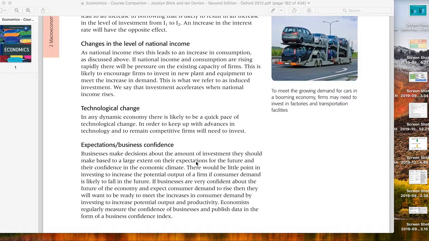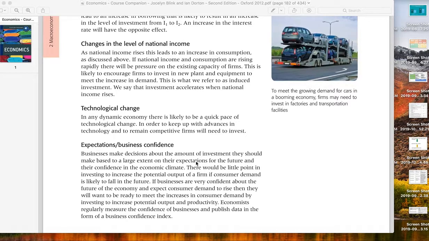As national income rises, this leads to an increase in consumption, like we already discussed. If national income and consumption are rising, then there's going to be more pressure for output, so firms are going to have to invest. They're going to need more land, more materials, more resources to meet this demand. So national income impacts both consumption as well as investment. We refer to this as induced investment. We say investment accelerates when national income rises. All right. So it's an increase in investment as a result of an increase in national income.